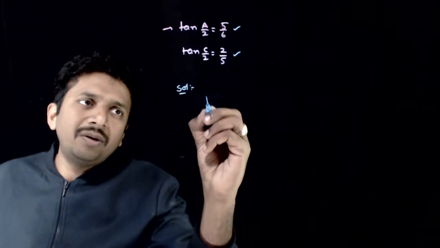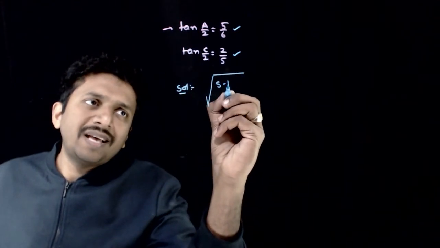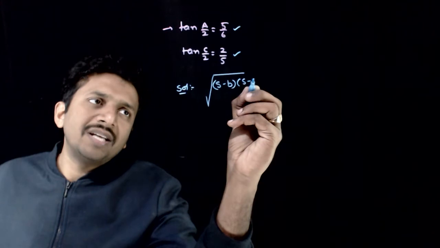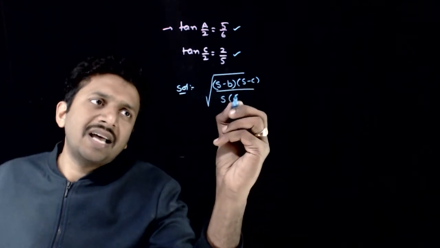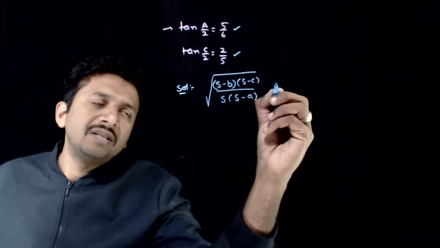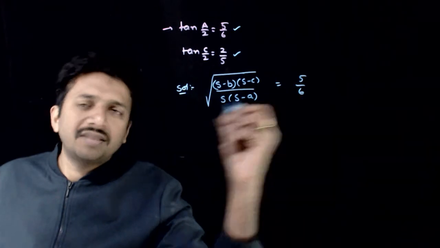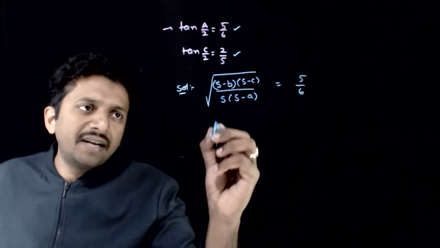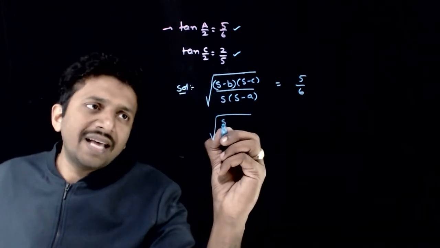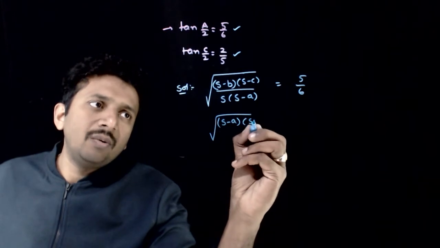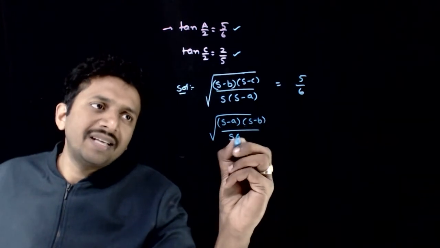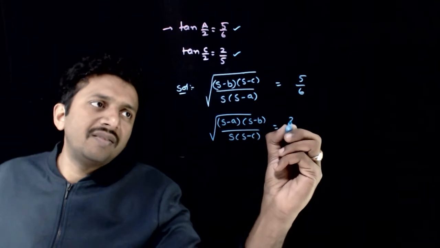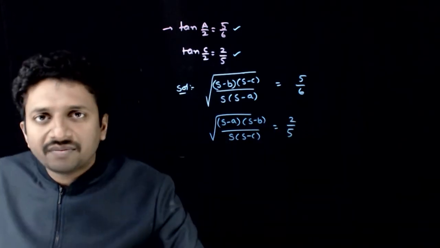So tan A by 2 is nothing but root of (S minus B)(S minus C) by S times (S minus A). So this is equal to 5 by 6. And tan C by 2 is root of (S minus A)(S minus B) by S times (S minus C). This is given as 2 by 5.